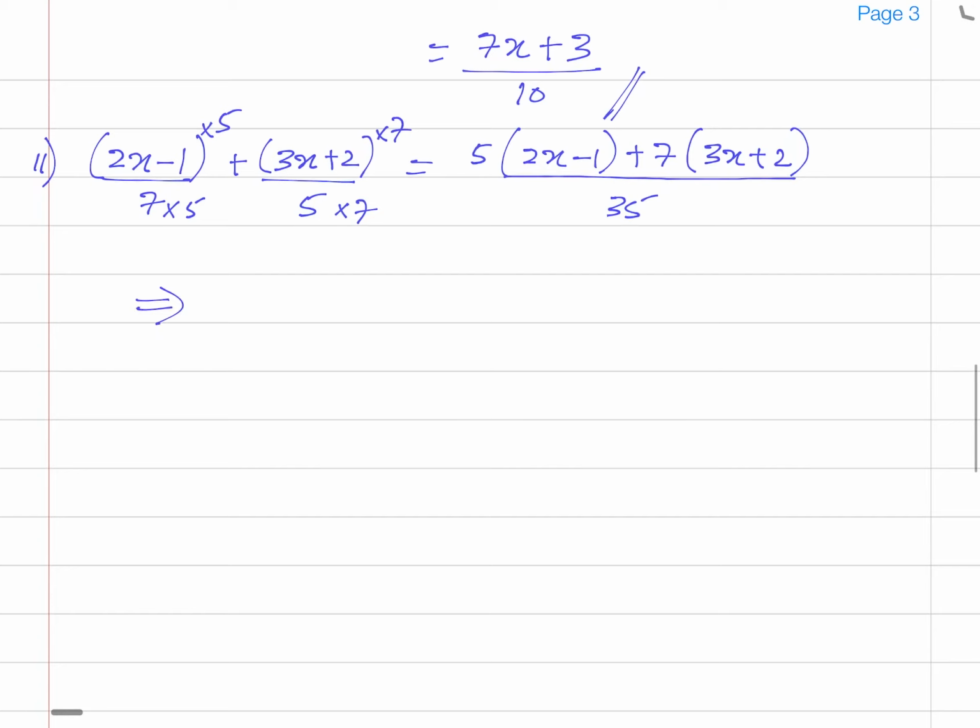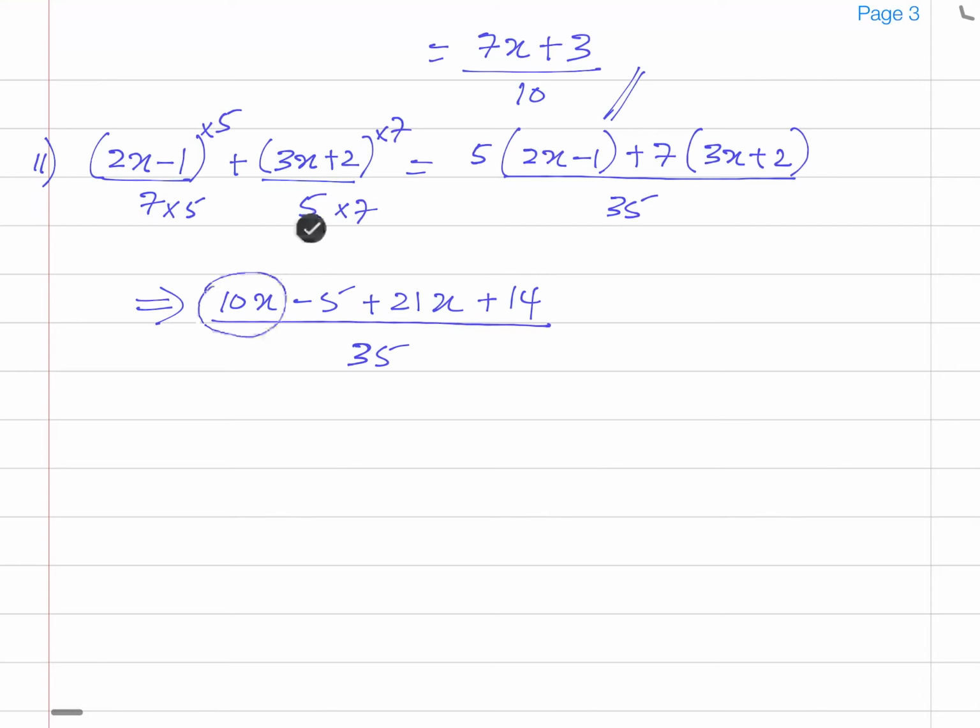Now what I get from the numerator: 5 times 2x is going to be 10x, 5 times minus 1 is going to be minus 5, 7 times 3x is going to be plus 21x, 7 times 2 is going to be 14. And then in the denominator we have 35.